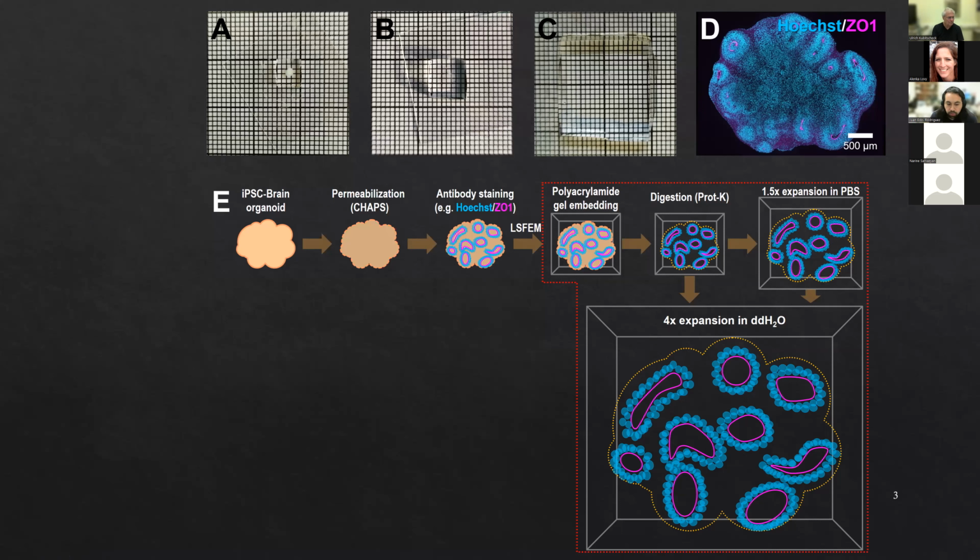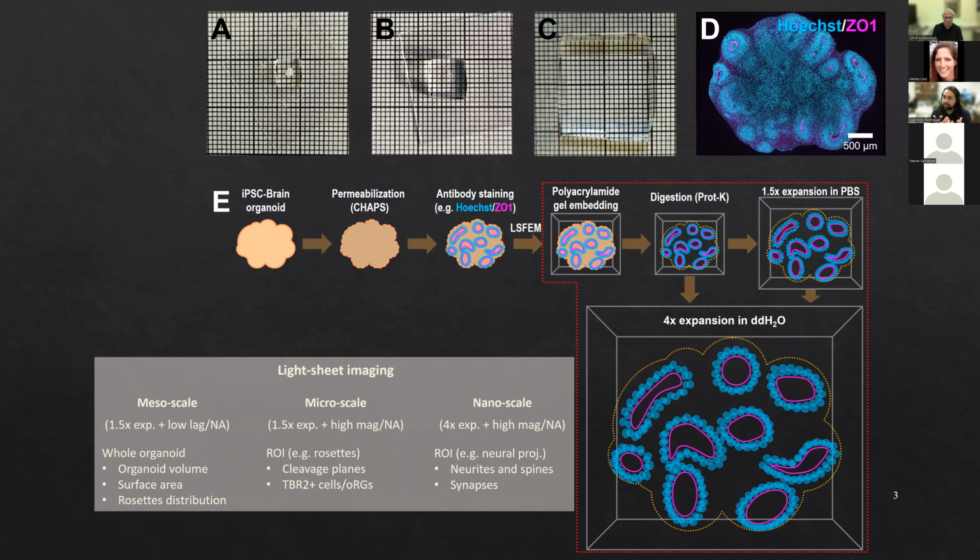So with that, we could use exactly the same sample and image it at different scales, like mesoscale, microscale, or nanoscale. That is important because now there is no need to cut the sample and transport it to a different microscope in order to get a different kind of resolution.